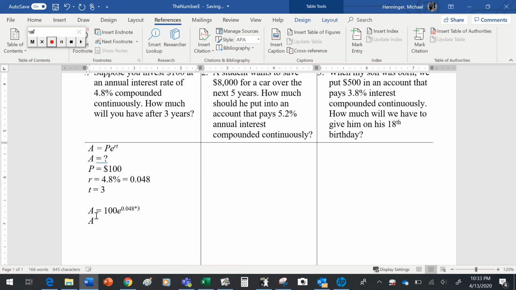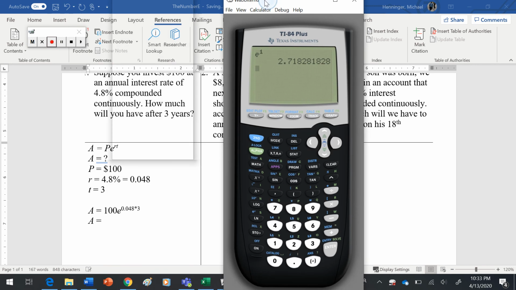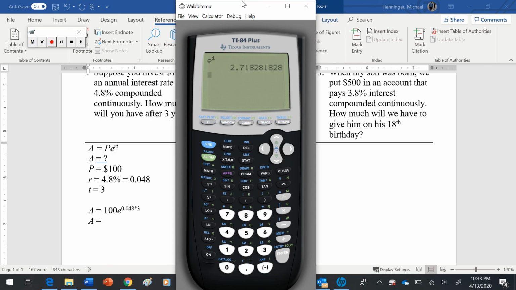So here we go. Now I go to the calculator and I'm going to type in exactly what I see here. So I have 100 times, get that E on the screen, raised to the power of 0.048 times 3. Now, if it automatically puts you in the superscript like this with the exponent, you're good to go.